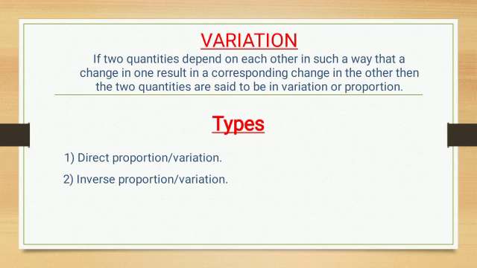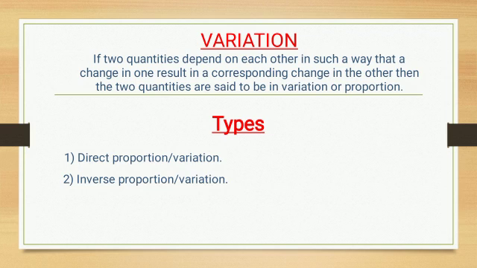So here there are two quantities. The first one is the number of pencils and the second one is the cost. Definitely the second depends on the first one. If there is a change in the first one, then there is a corresponding change in the second one also, right? So now you can read the definition of variation. If two quantities depend on each other in such a way that a change in one results in a corresponding change in the other, then the two quantities are said to be in variation or proportion.